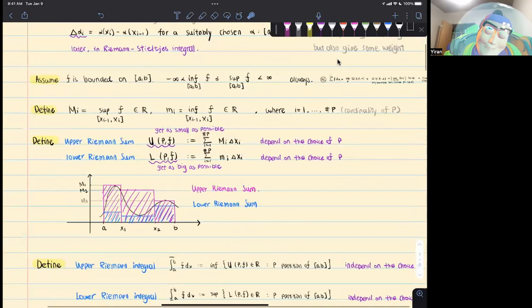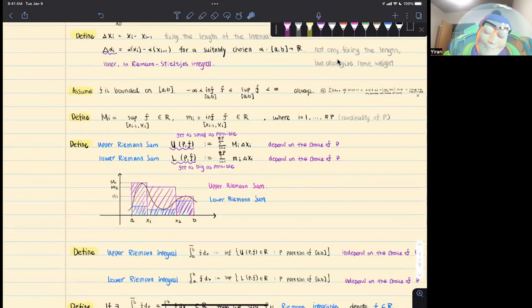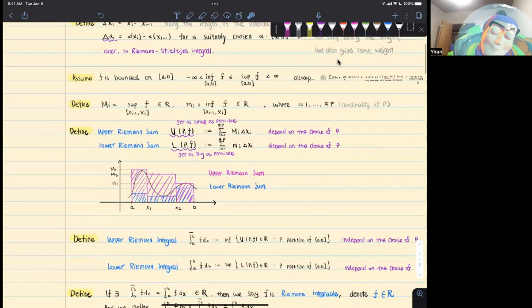Let's define the upper Riemann sum and lower Riemann sum. The upper Riemann sum is the summation of all the pink boxes that I draw here, defined in this way. You first partition your interval into different pieces, and then in each interval you look at the supremum point. For example, in this interval the supremum is this point, in this interval it is this point, and in this interval it is this point. You make those the heights of the rectangles and sum the rectangles altogether. That's what this expression is talking about.